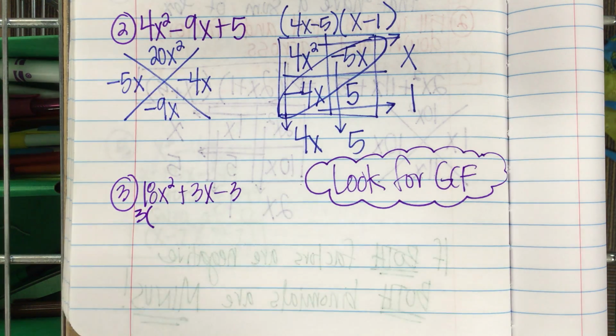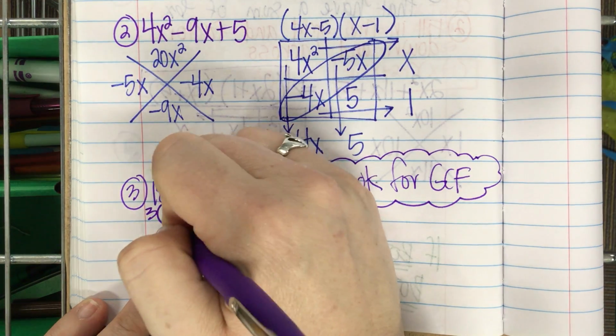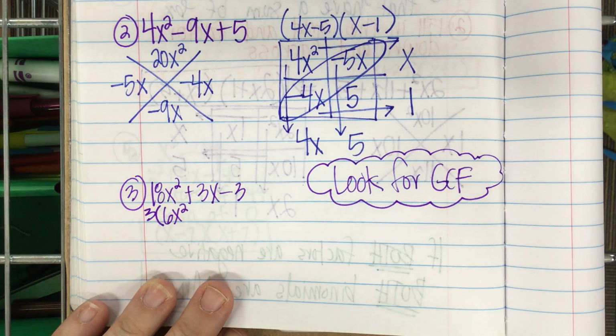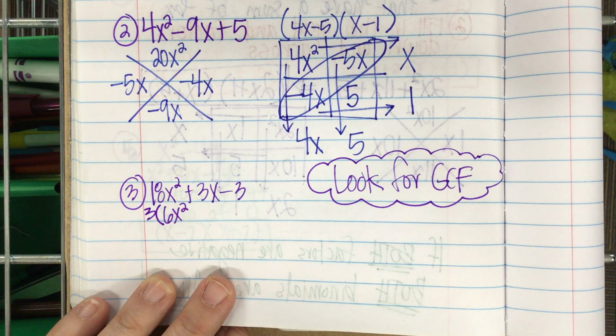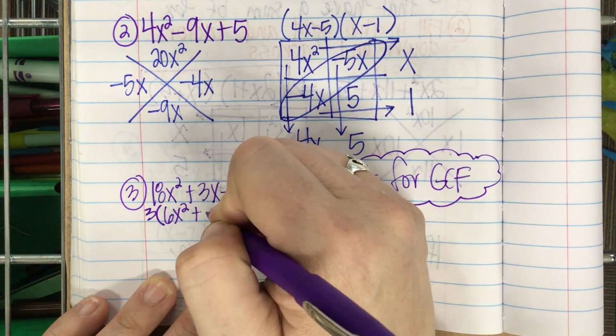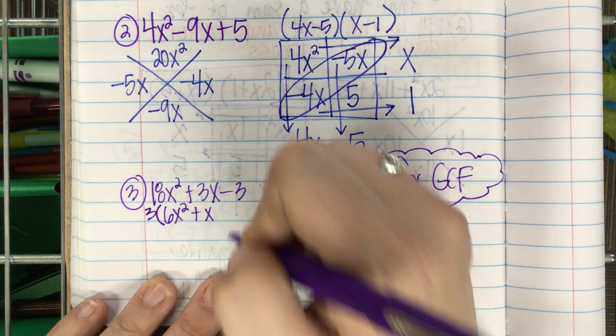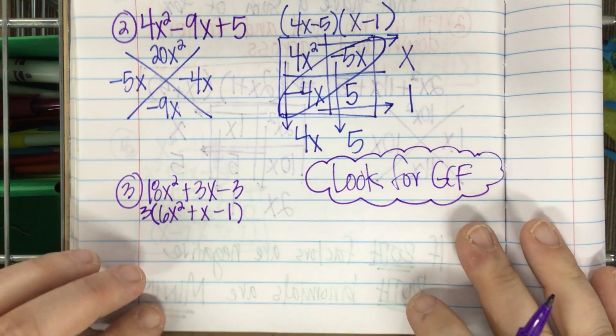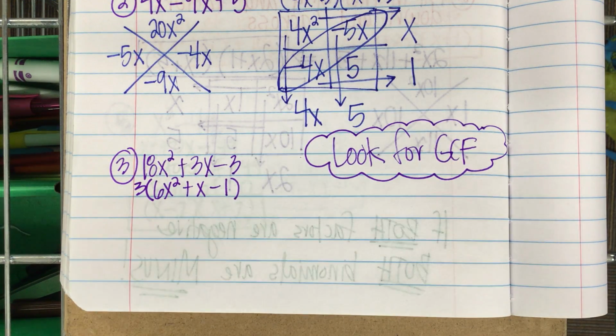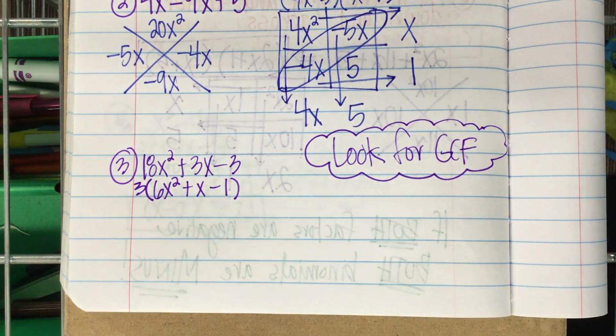18 divided by 3 is 6, with an x squared at the end. 3x divided by 3 is 1x. And negative 3 divided by 3 is negative 1. All right, there we go. You can either factor at the beginning or factor at the end. Here's the deal. If you factor at the beginning, your numbers are smaller to work with, right? If you factor at the end, I guess that's okay, but you're going to have to work with bigger numbers.